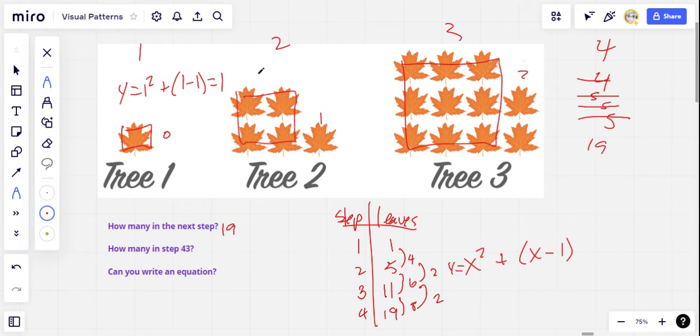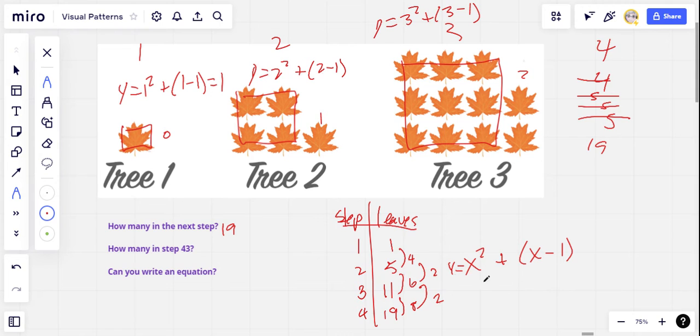Let's try step 2. So y equals 2 squared plus 2 minus 1. So that would be 4 plus 1, that would be 5. Let's try it for step 3. Y equals 3 squared plus 3 minus 1. And that would be 9 plus 2, that would be 11. Aha, I think we have it.